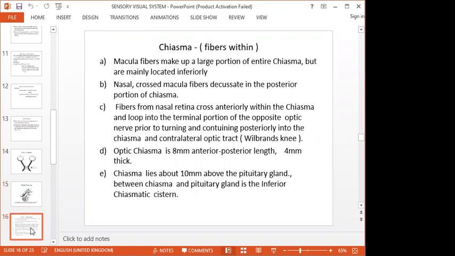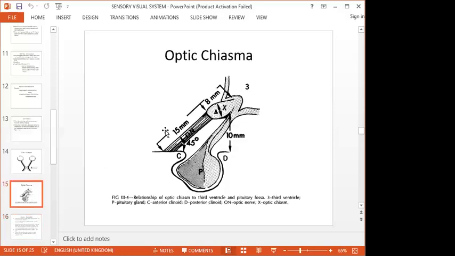Nasal crossed macular fibers decussate in the posterior portion of the chiasma. Fibers from the nasal retina cross anteriorly within the chiasma and loop into the terminal portion of the opposite optic nerve. Optic chiasma is 8 millimeters anterior posterior length. I'm sure they put the diagram here. 8 millimeters. You've seen? Anterior posterior. This is the chiasma, this is the optic tract. So anterior posterior is 8 millimeters.